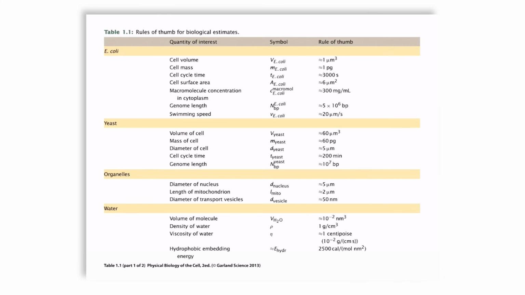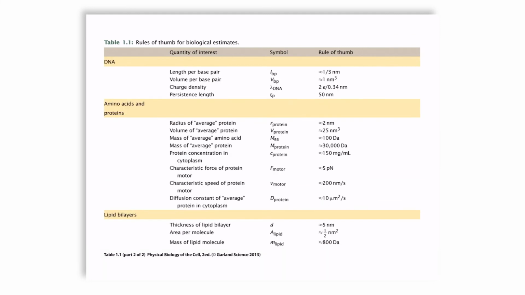What about water? Since everything is made up of water in biology, the volume of a water molecule is 10^-2 cubic nanometers. Density is 1 gram per cubic centimeter. Viscosity is 1 centipoise. And the hydrophobic embedding energy, we talked about this in the hydrophobicity part, is 2500 calories per mole per square nanometer. Now with some of these parameters, I don't mind if you don't remember them, but the cellular scales you must, and the organellar scales. DNA, now we come to molecules.